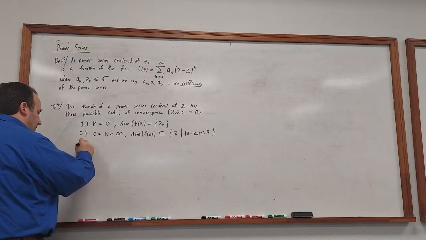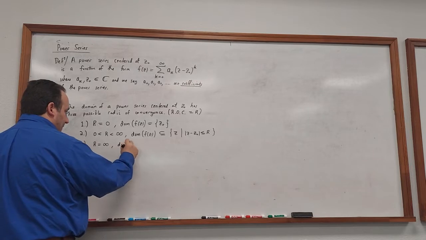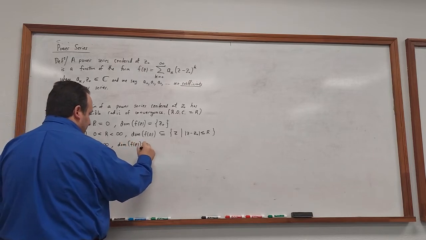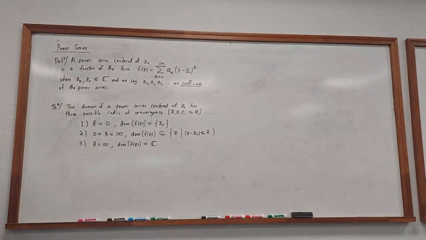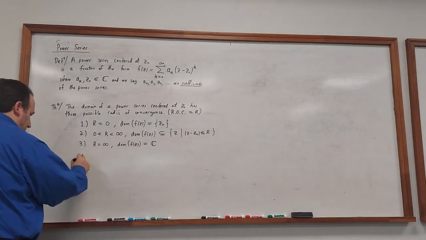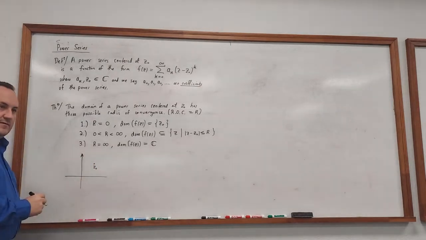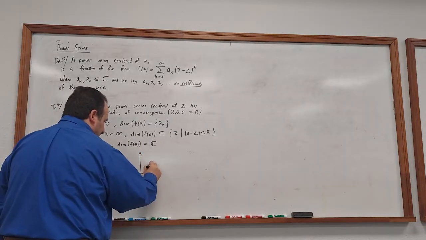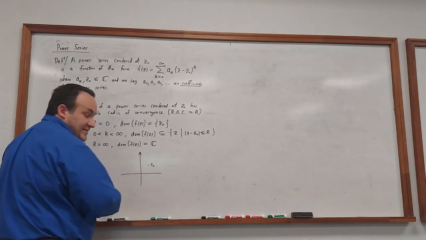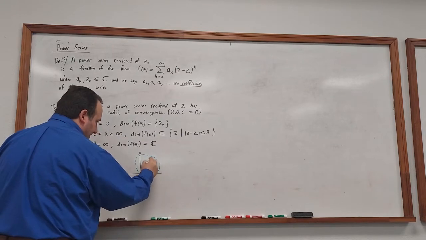Three, infinite radius. Then the domain of the power series is just the whole complex plane. These are the three possible kinds of domains. So just to give you pictures, it could be that there's just a singleton z naught, which is in the domain of the power series. The other possibility is you've got z naught and you've got some finite radius, like that.